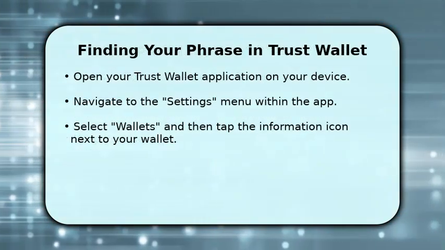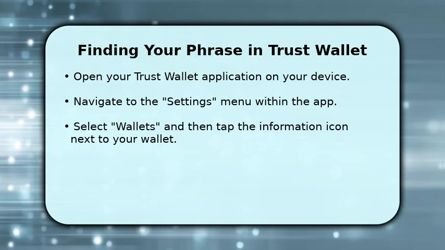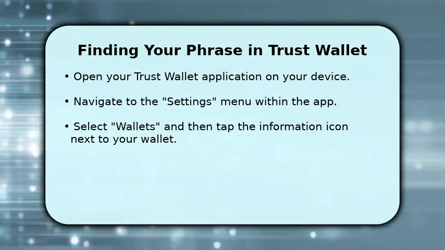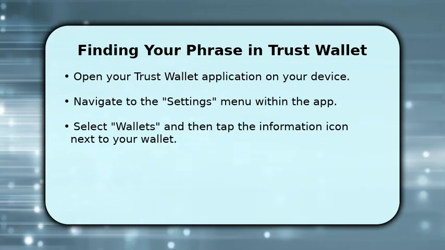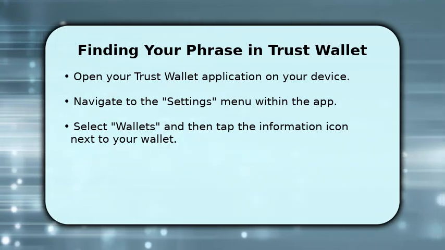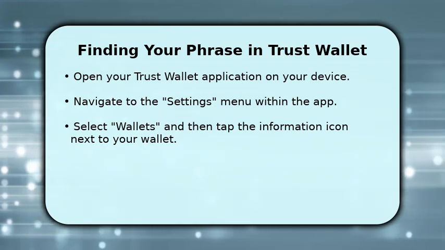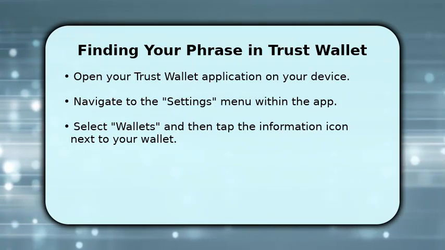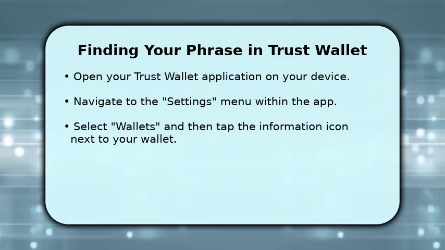To begin, open your Trust Wallet app and head to the Settings tab, usually found in the bottom right corner. From there, tap on Wallets to see a list of your active wallets. Locate the wallet you wish to back up and tap the small information icon, often represented by an eye in a circle, next to its name. This action will lead you to the wallet's details.